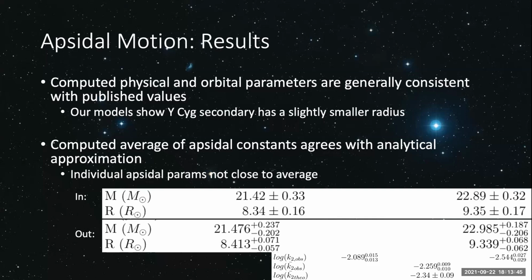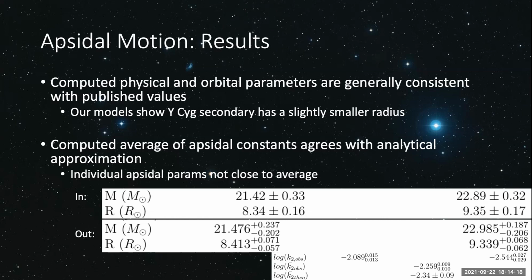Another thing we wanted to look at was the average of the apsidal constants, right? We are computing the individuals. What we can do is we can add them up, divide by 2, find their average, and we can compare that to that analytical approximation that has been done in previous apsidal motion studies. And good news, again, they are in good agreement. The average of our values is in good agreement with the average found with a completely different and independent method. So that's a nice result there.